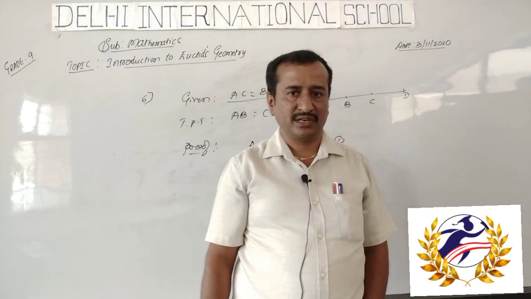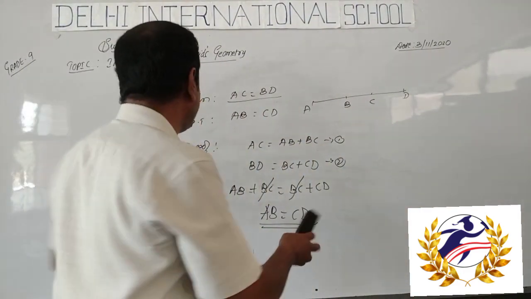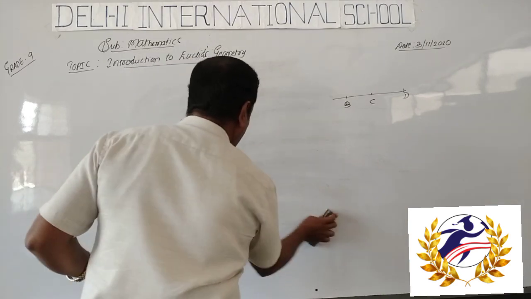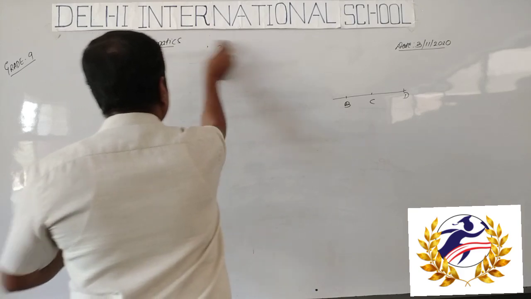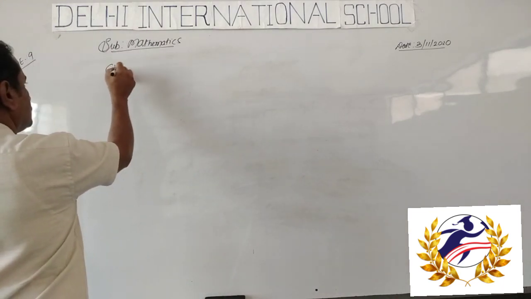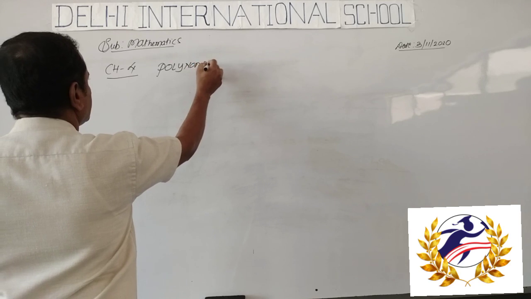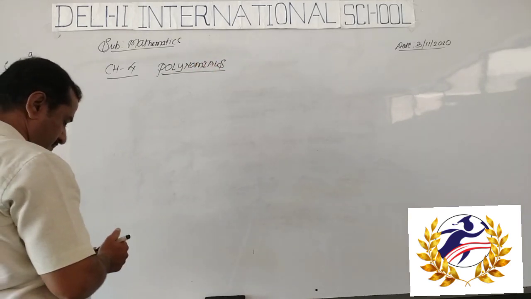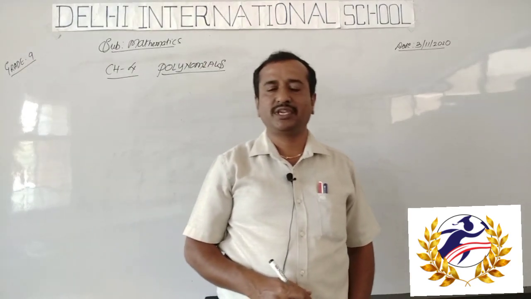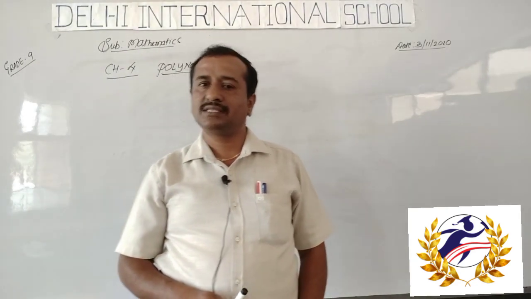The next lesson, from algebra, is polynomials, which we will see now. Before going to polynomials, in the previous year you might have studied algebraic expressions, right? What are algebraic expressions? The expressions that involve variables as well as certain coefficients are called algebraic expressions.